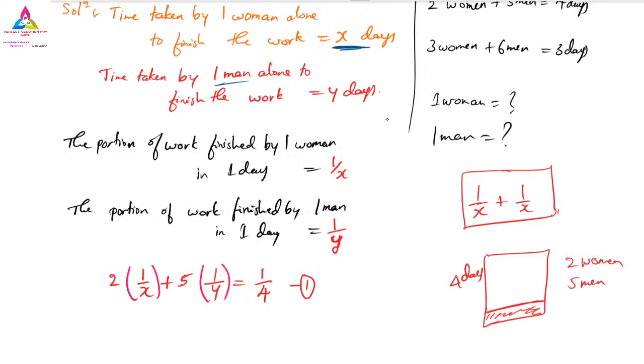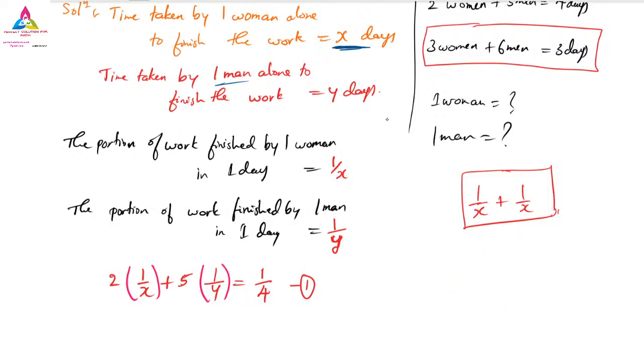Similarly, on the other hand, 3 women and 6 men can complete the same work in 3 days. So what will the second equation be? There, the women are now increased. By how much are the women increased?